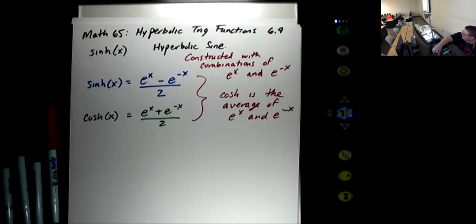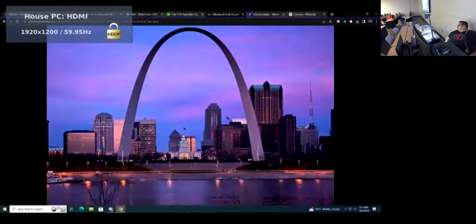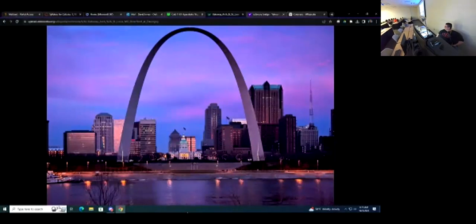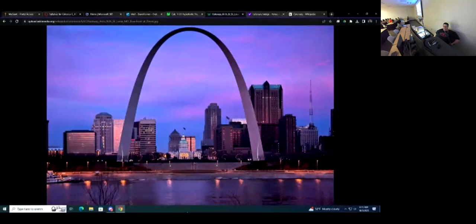All right, let me show you guys what we're talking about here. This is probably the most famous hyperbolic thing that you know in real life. This is the Gateway Arch in St. Louis. It is a hyperbolic cosine inverted. It's upside down. It follows that trajectory.